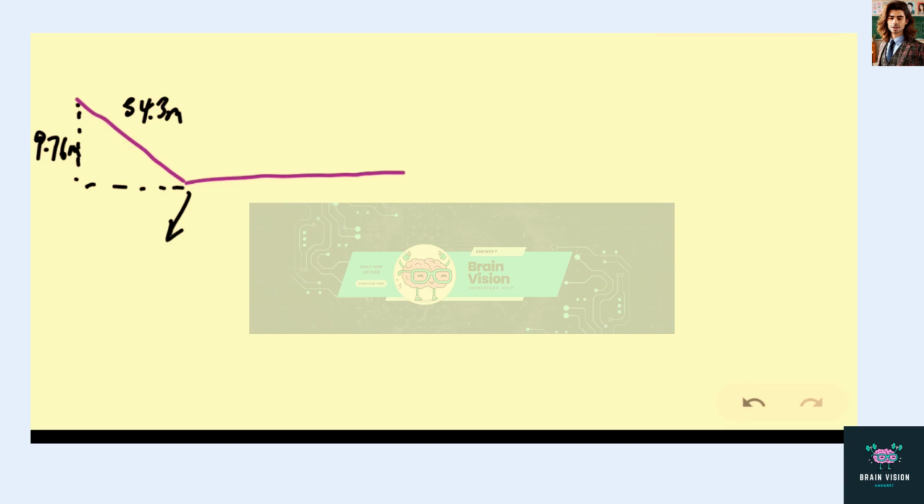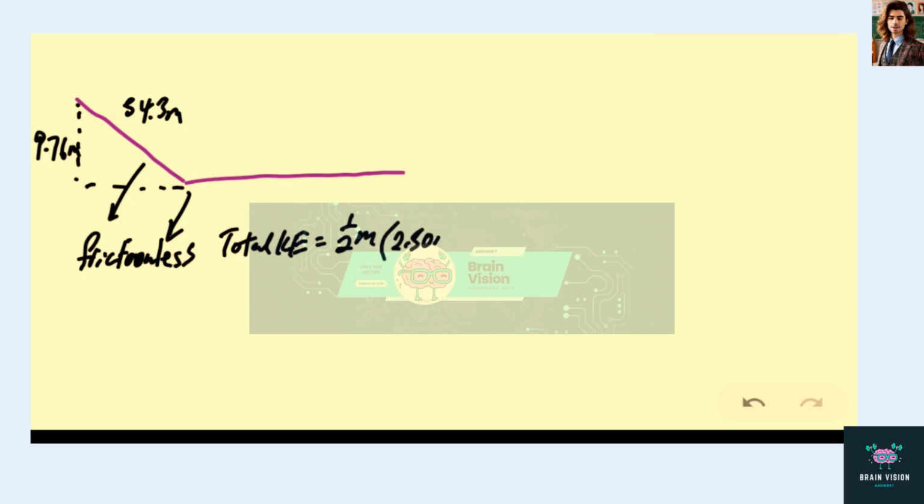Right, so we are given that the slanted portion over here is frictionless, so we don't have any friction. So all the gravitational potential energy over here is converted into kinetic energy. Right, so the total KE would be the initial KE given to be a velocity of 2.5 meters per second plus the gravitational potential energy that was imparted. So the gravitational potential energy is given as mgh.